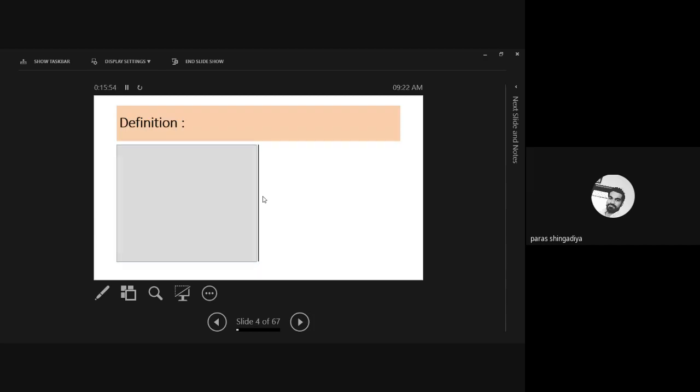Now the first definition of this unit is a statement. So how can we define a statement? Then we'll derive the logical outcome as per the statement. So what is the meaning of statement? A sentence is called a statement if it can be true or false, but not both. That is the definition of statement.